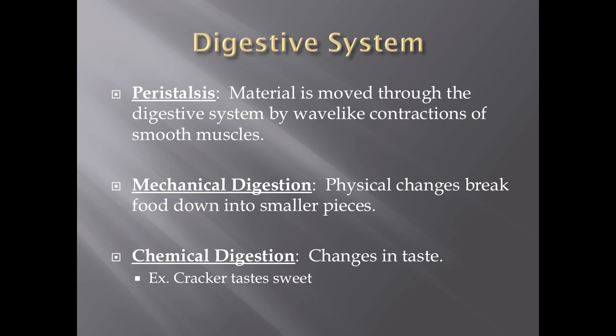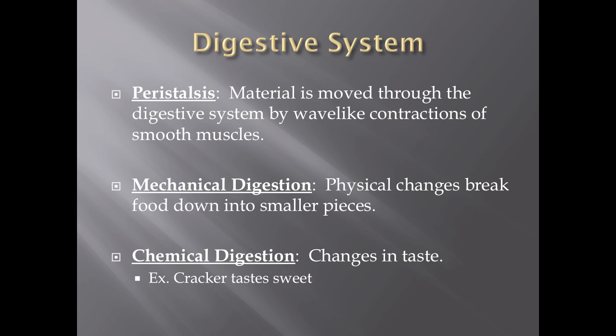There are two different types of digestion. First, you've got mechanical digestion. This is the physical changes that break down food into smaller pieces, such as when you're chewing. Your chewing is breaking down that food into smaller pieces that's allowing you to swallow it.